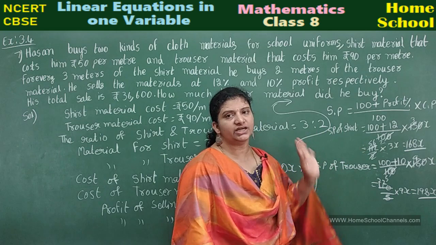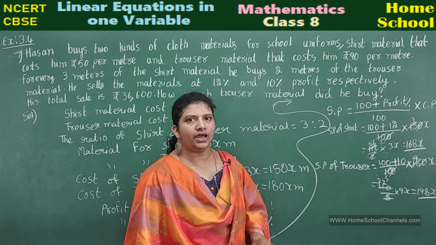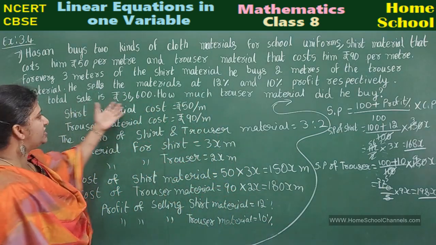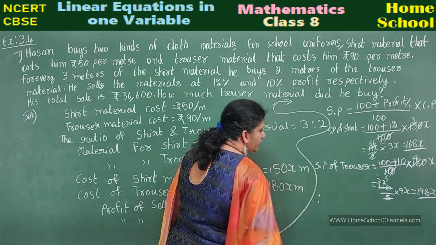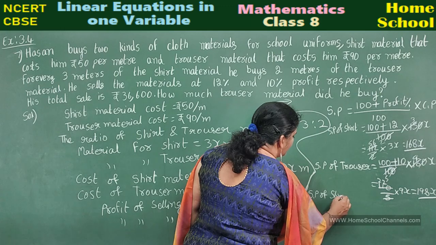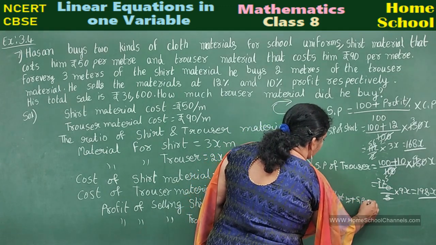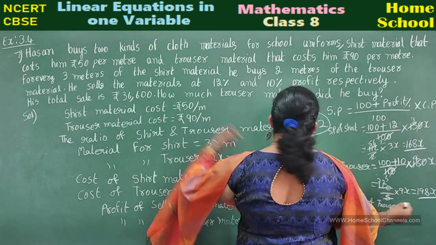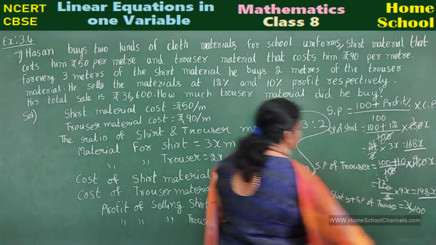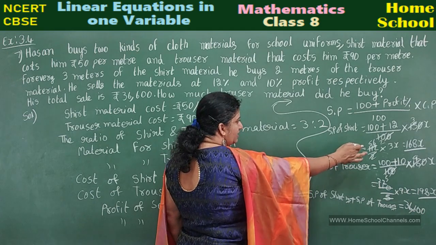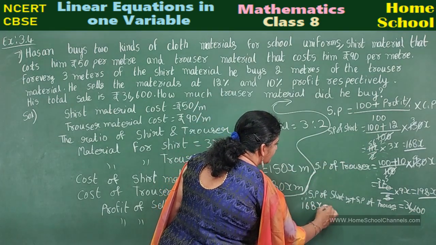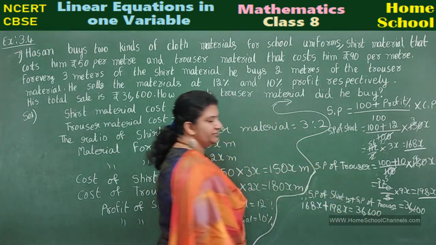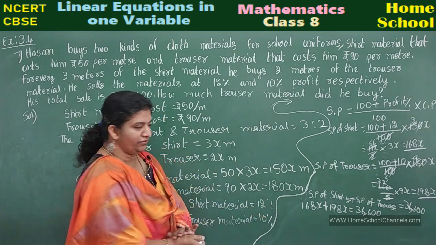See here, I have written selling price of shirt. Shirt means it is not a single shirt. We are talking here about the selling price of shirt material, selling price of trouser material, and total sale is how much? 36,600. So therefore, selling price of shirt material, you can write, plus selling price of trouser material. I am not writing completely, you can write that, is equal to how much? What is the sale? 36,600 rupees. Selling price of shirt material is how much here? 168x plus trouser material 198x is equal to 36,600.